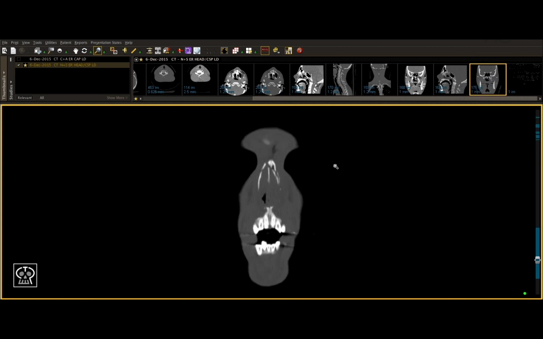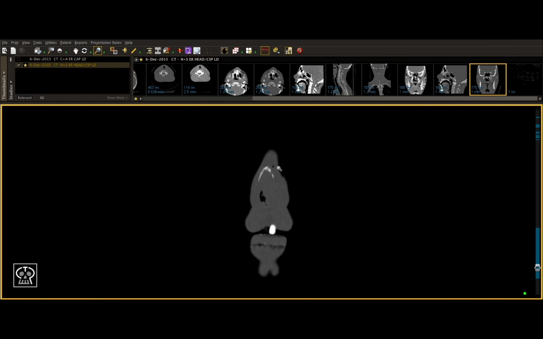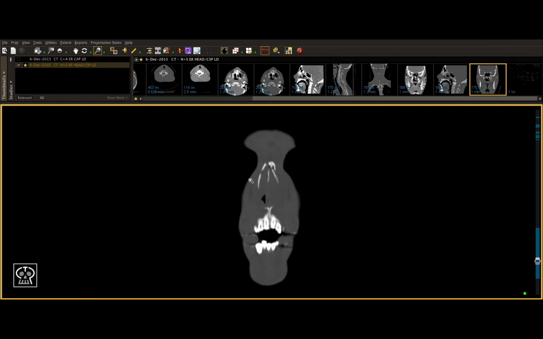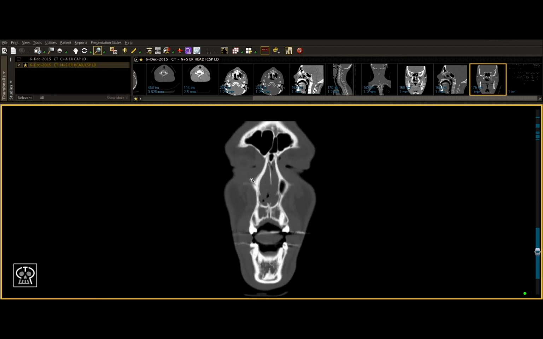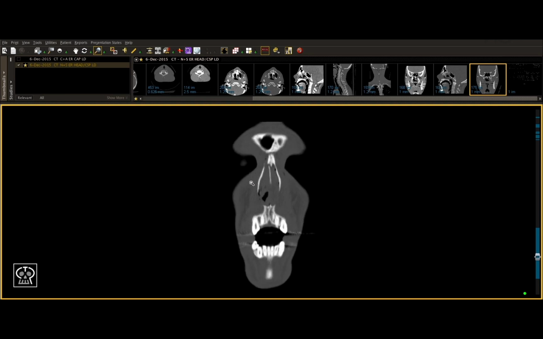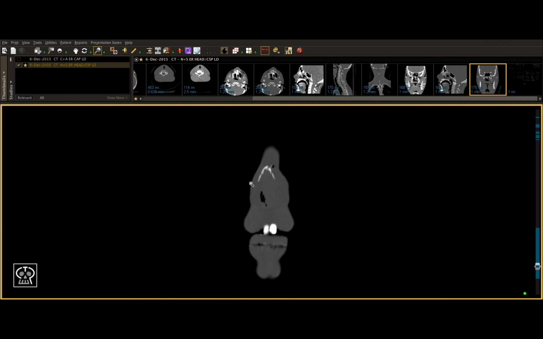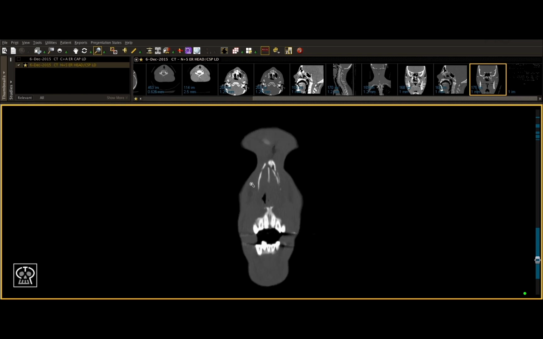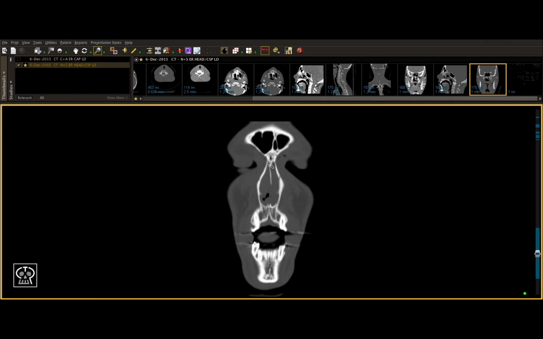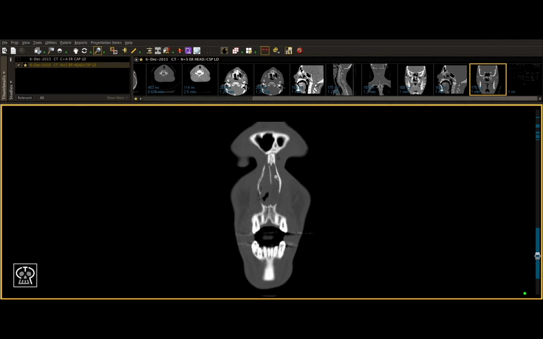Let's pull up our coronal view now. And once again, as you scroll through, you can see on both sides fractures of the frontal processes of the maxilla and the nasal bones in a comminuted fashion, as well as here, you can see the fracture of the bony septum and its separation from the perpendicular plate of the ethmoid bone, which is right here.